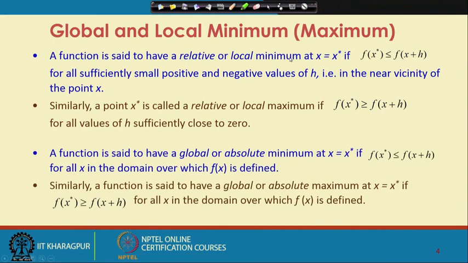So, a function is said to have a global or absolute minimum at x equal to x star if f of x star is less or equal to f of x plus h for all x in the domain over which f x is defined. So, now x is not defined in the near vicinity of x star, x is now over the entire domain. Similarly, a function is said to have a global or absolute maximum at x equal to x star if f of x star is greater or equal to f of x plus h for all x in the domain over which f x is defined.